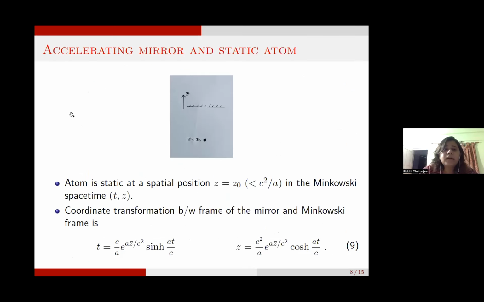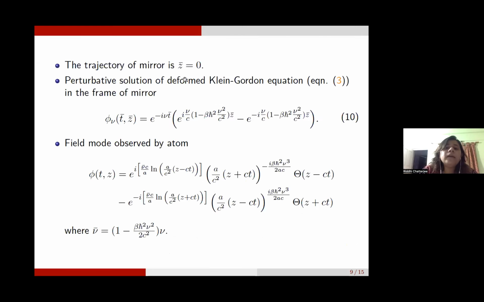Now, let us consider our next system, that is an atom static at z equals z0 and a mirror accelerating along the z direction. So now we have the atom in Minkowski spacetime. So we have this transformation law between the atom's frame and the mirror's frame, and the mirror is moving along the trajectory z bar equals zero.